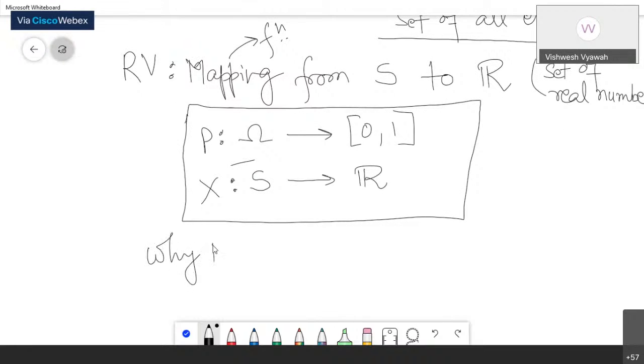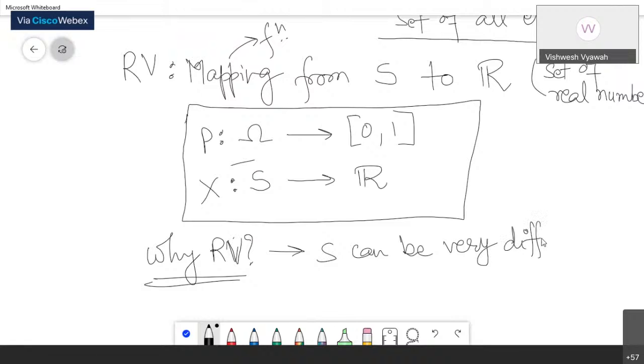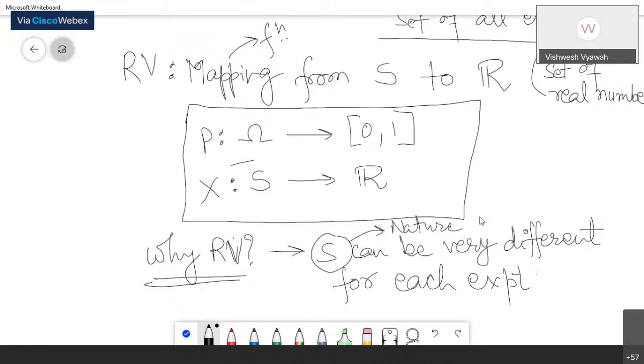Very important question: why a random variable? Why introduce a random variable? Did you notice a very important thing? Your S can be very different for each experiment. I should say not only S, the nature of S can be different for each experiment, right?